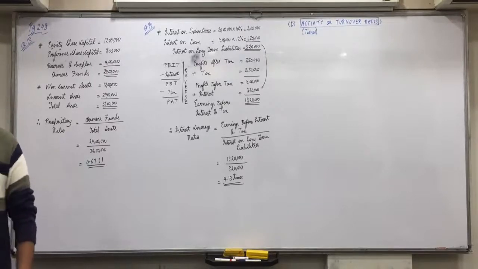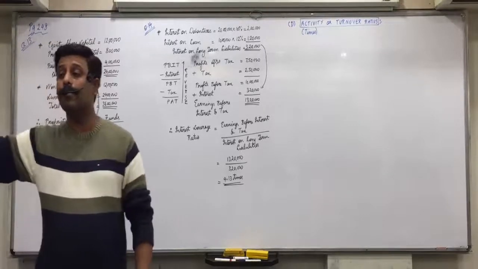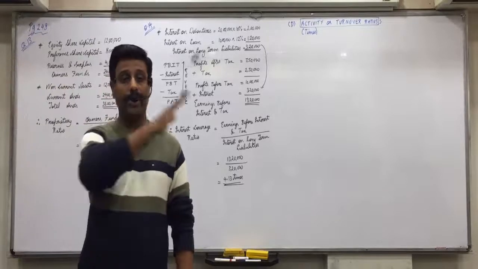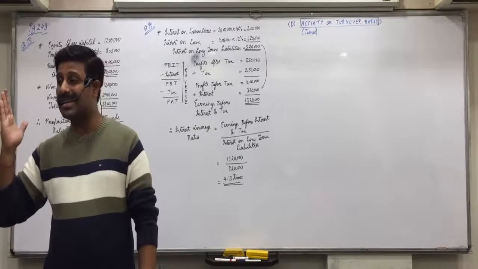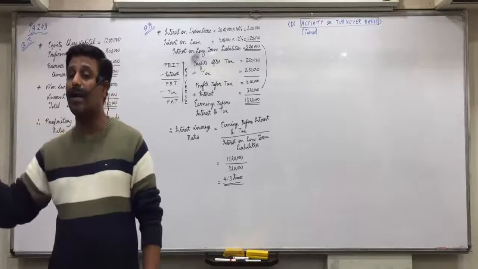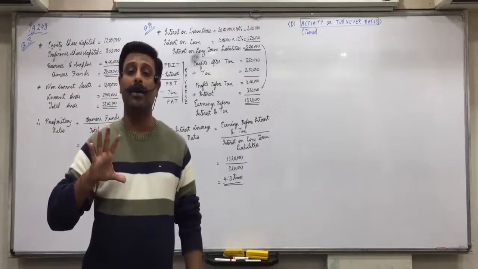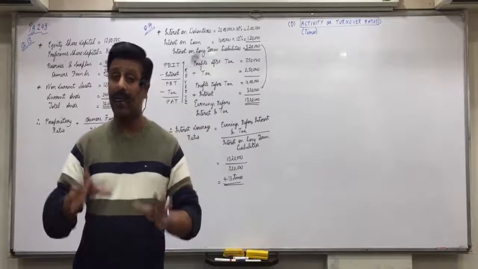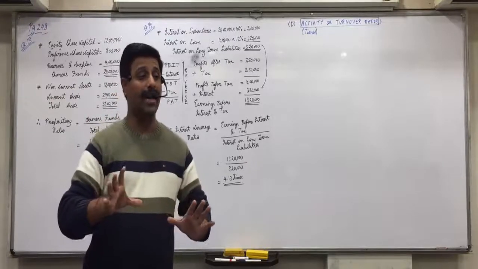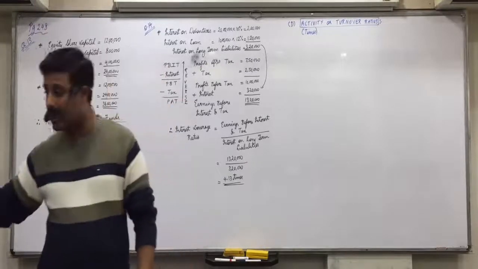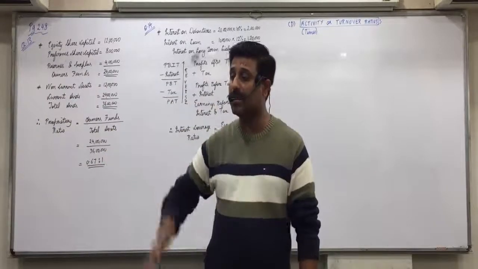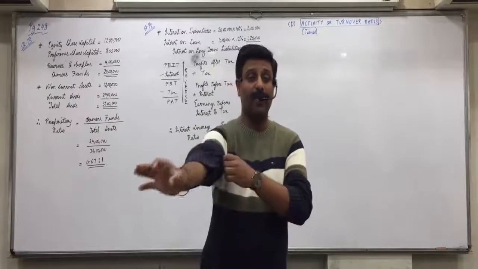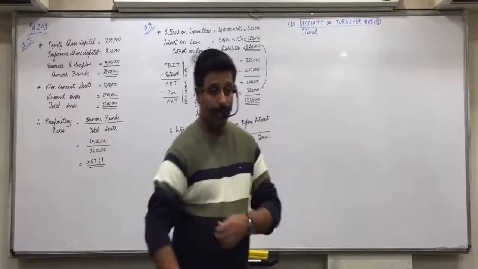So because the numerator is a flow concept, the denominator also we have to make a flow concept. How do you convert this static concept into a flow concept? By doing average. Exactly you don't get it, but roughly you get an idea on an average how much stock is there during the year, how much are debtors during the year and how much are creditors during the year.